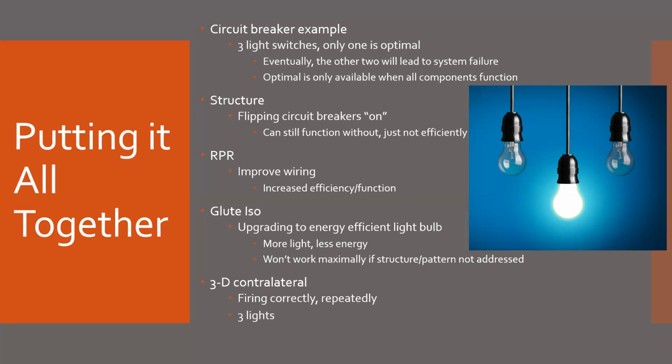The RPR is improving the wiring, so it's increased efficiency and functioning. So we're taking that circuit breaker now that has been flipped on, and we showed you that in part 1, that athlete that shut down, and then we addressed some structural issues, and glutes popped right back on the following day. So RPR is going to be used after that structure to increase that efficiency in the functioning. The glute iso is upgrading whatever room, in this case the glutes, to an energy efficient light bulb. So now your athlete is producing more light with less energy.